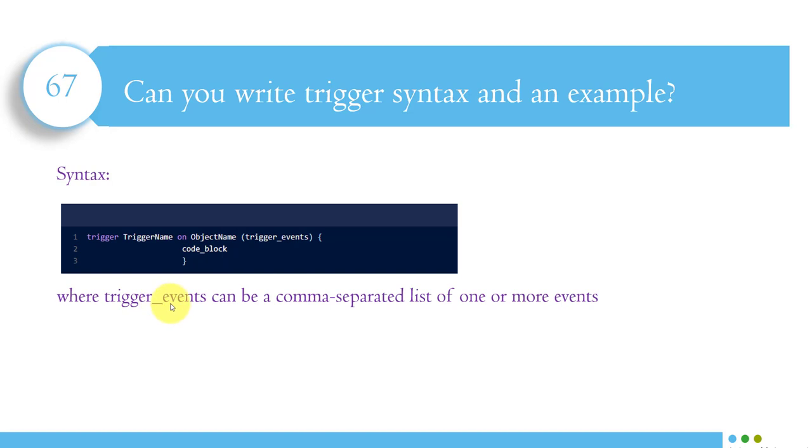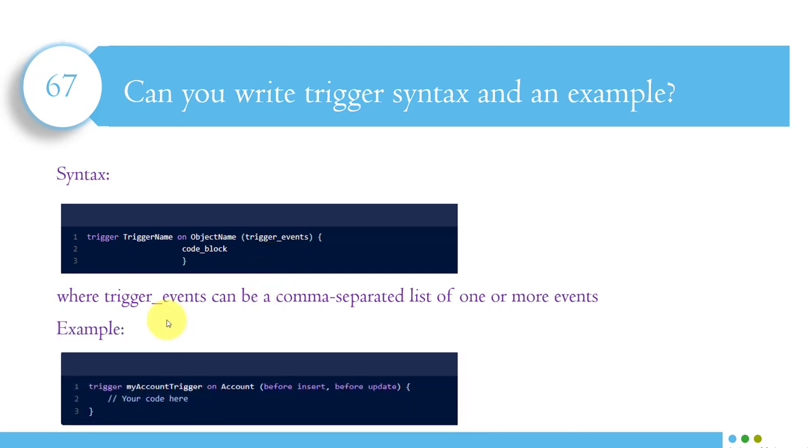So where trigger_events can be a comma-separated list of one or more events. In here we can write before insert, before update, and whichever of the 7 trigger events we have. We can write all of those, based on what we are using. If you're not using all of them in the trigger, then you don't have to write everything. Just write the events which you want to use.